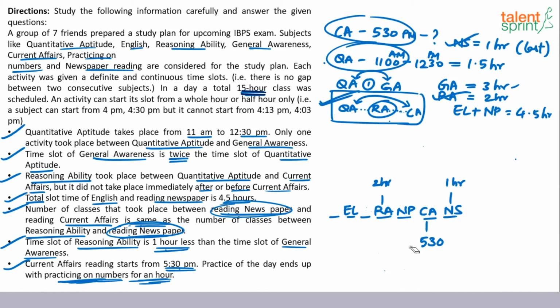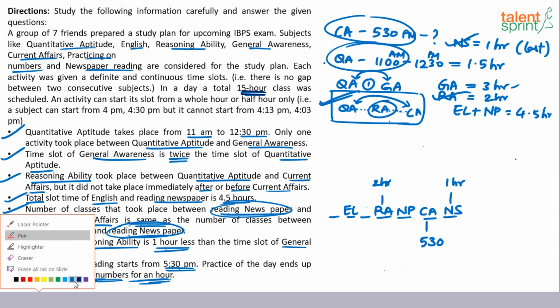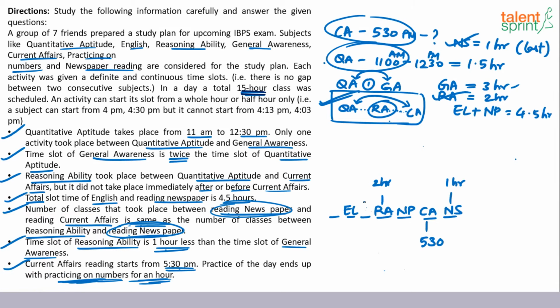So let's say quant is here. I will take quant here, quantitative aptitude, and this is general awareness, right? This started at what time? 11, right? 11 to 12:30, which means 1.5 hours. Then reasoning would start at what time? It started at 12:30. I should have spaced them so that I can write the times. But anyway, quant is 11 to 12:30. Reasoning will be 12:30 to 2:30 because it is a 2-hour subject. So newspaper reading will start at what time? 2:30. Right?